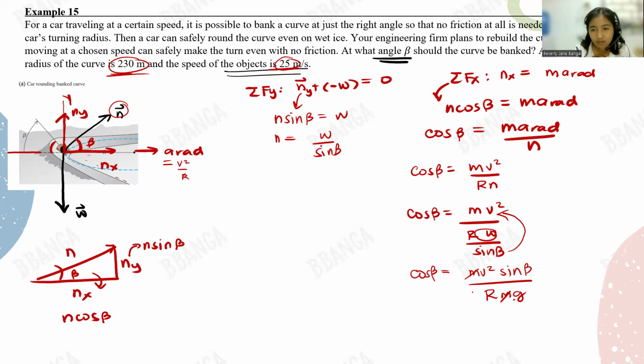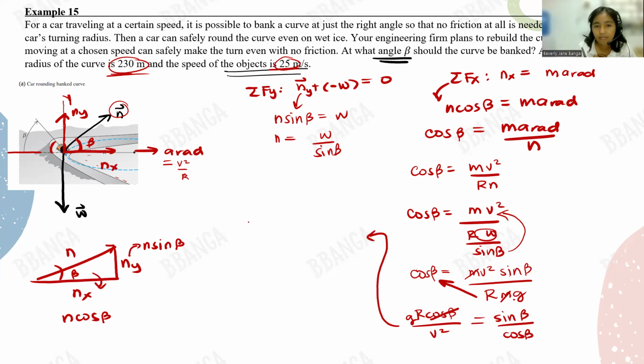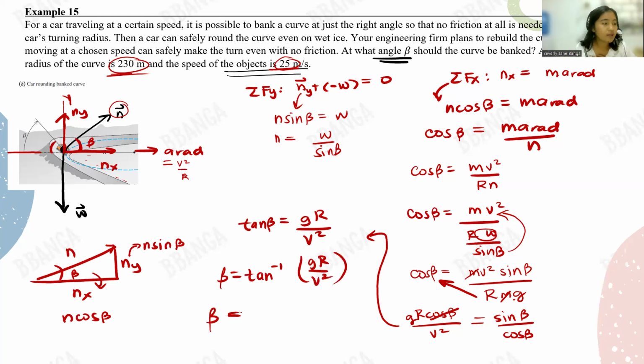Ang gawin na lang natin, ilipat ko lahat to, v squared over rg sa kabila para sine over cos ang makuha ko. So, lipat ko to. Magiging r cos beta over v squared ay rg pala. r cos beta over v squared is equal to sine beta. Tapos saka ako mag-divide ng cos beta. Ayan. Matira sa akin is tangent beta is equal to g times r over v squared. And beta therefore is simply tan inverse of gr over v squared. So plug and play na lang to, class.